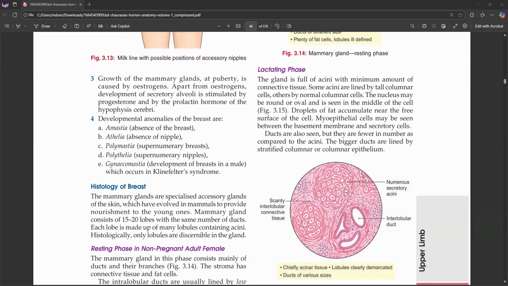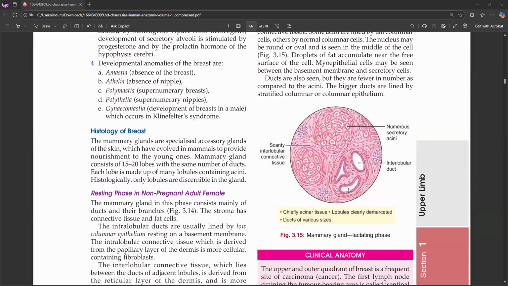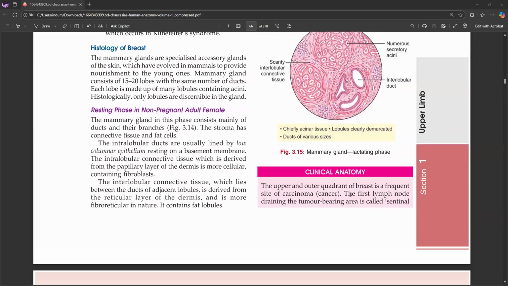Myoepithelial cells may be seen between the basement membrane and the secretory cells. Ducts are also seen, but they are fewer in number as compared to the acini. The bigger ducts are lined by stratified columnar or columnar epithelium.